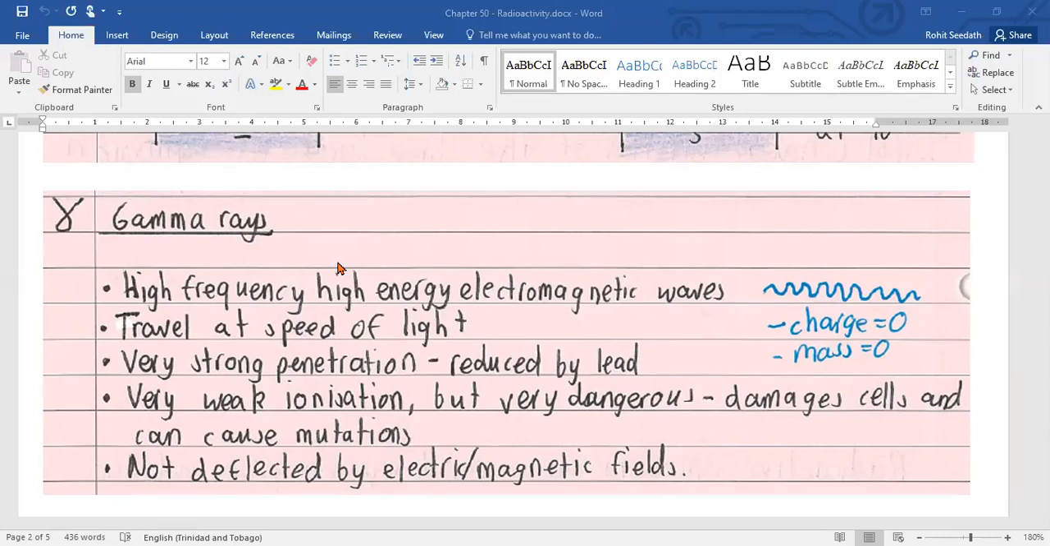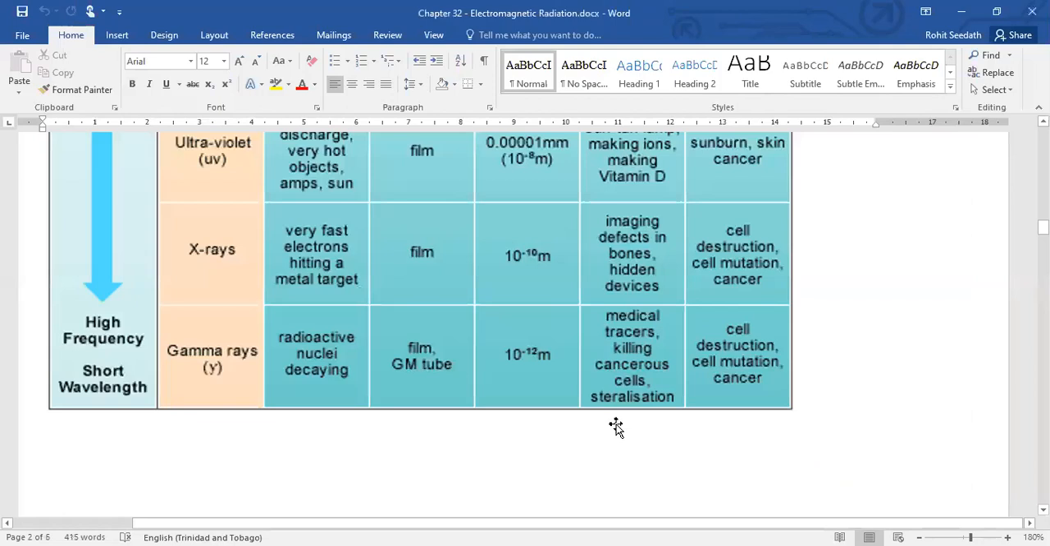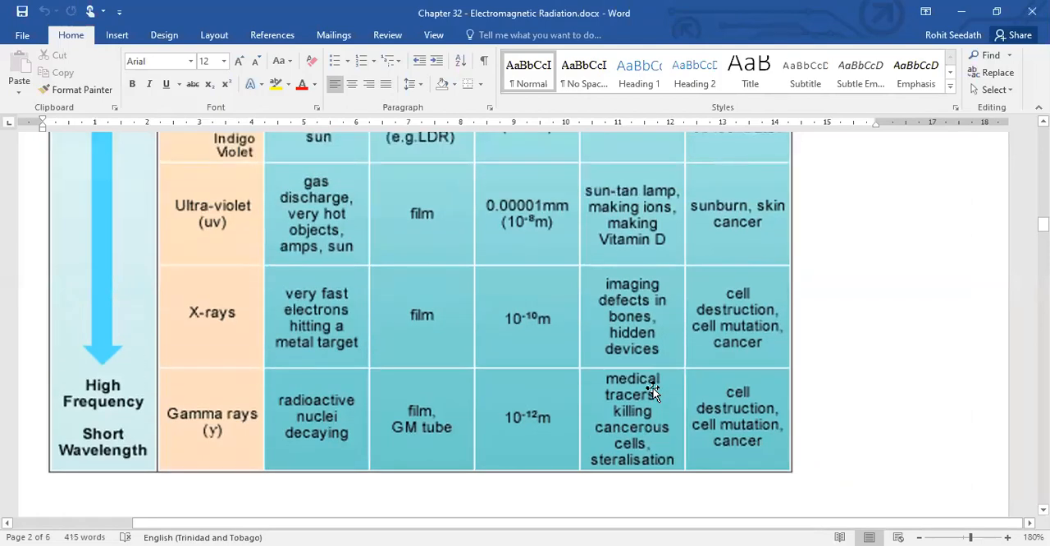Gamma rays, we use it. Oh wait, I didn't share my screen, right. Yeah, these were the notes given. We use gamma rays for medical tracers, for killing cancerous cells and for sterilization. Right, so we use that in radiotherapy, especially when it comes to cancer.